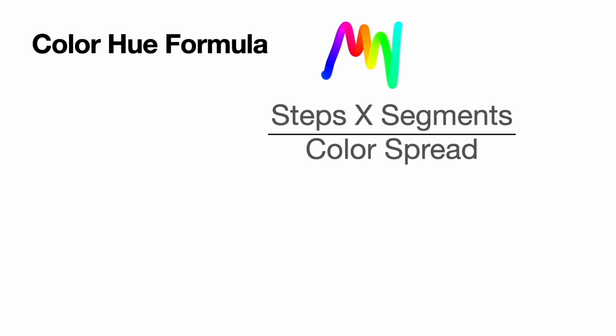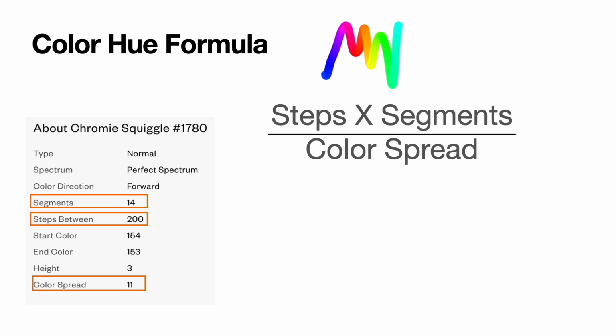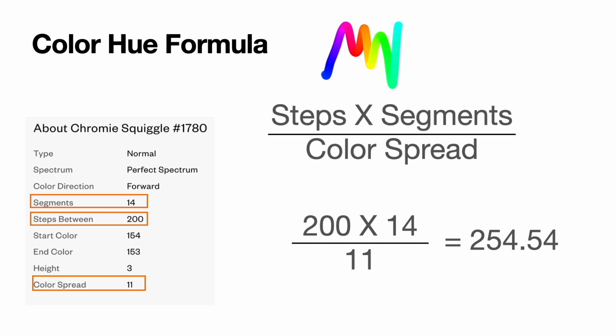This is the formula for identifying perfect and full spectrums: steps times segments divided by color spread. Here's the trait data for Squiggle 1780, and here it is plugged into the formula. Of all the combinations, these are the only three variables that equate to a perfect spectrum. 200 steps, 14 segments, and a color spread of 11 equals 254.54, and after you round up and add 1 for the start color, 56 hues.